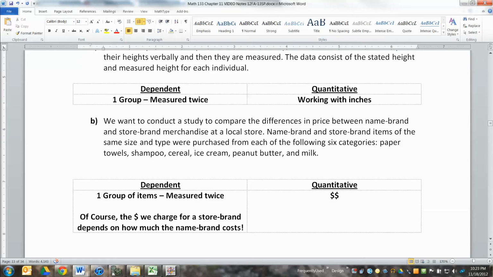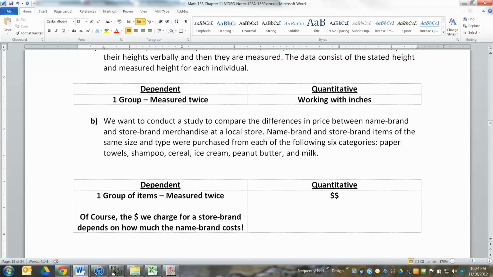Name brand and store brand items of the same size and type are purchased from each of the following 6 categories: paper towels, shampoos, cereal, ice cream, peanut butter, and milk. Okay, again, this is dependent. You're taking one group of items, namely shampoo, ice cream, peanut butter, and so on, and you're measuring it twice. You're measuring it as a name brand thing and as a store brand thing.